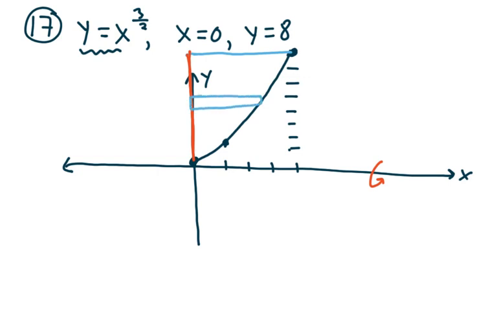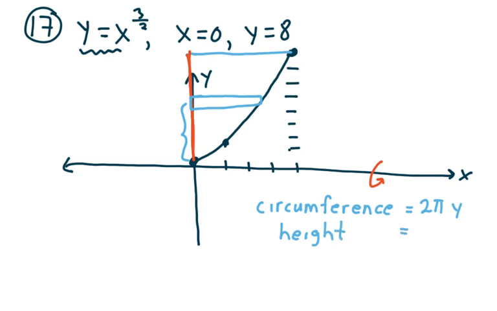Okay. Now, remember we have three pieces. We have the circumference. Well, that's 2 pi times the radius, which is going to be y. We have the height. Now, we need to solve for x in terms of y, and then, so I claim x is y to the 2/3. Okay? So that's going to be y to the 2/3. And the thickness, so again, cylindrical shells I remember in three pieces. Circumference, height, thickness, dy.